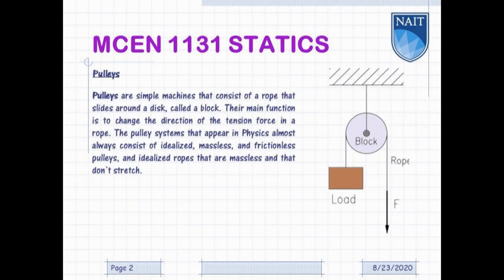Pulleys. Pulleys are simple machines that consist of a rope that slides around a disc called a block. Their main function is to change the direction of the tension force in a rope. The pulley systems that appear in physics almost always consist of idealized, massless, and frictionless pulleys, and idealized ropes that are massless and don't stretch.